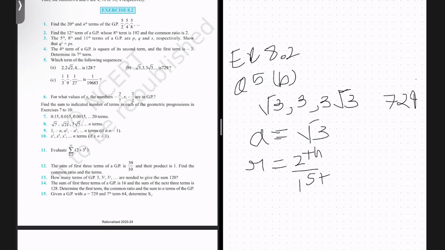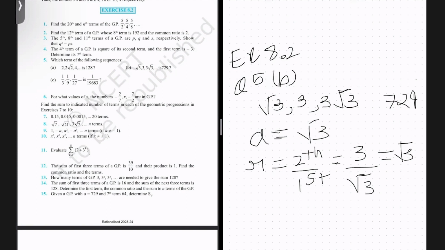Whenever you see a sequence in the form of a GP, if you want to find out the common ratio, do nothing. Just divide the second term by the first term, and that is how you are going to arrive at the common ratio. Second term is 3 divided by root 3, and that is nothing but root 3. So we have the first term as root 3. The common ratio is also root 3, and let us see what we get then.